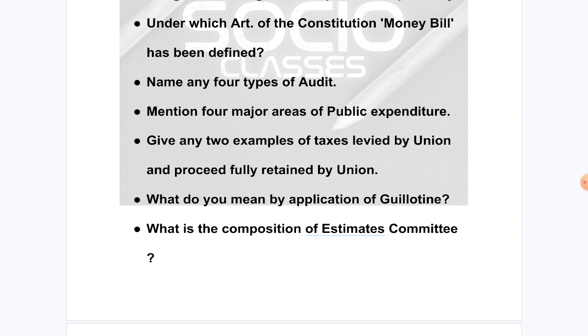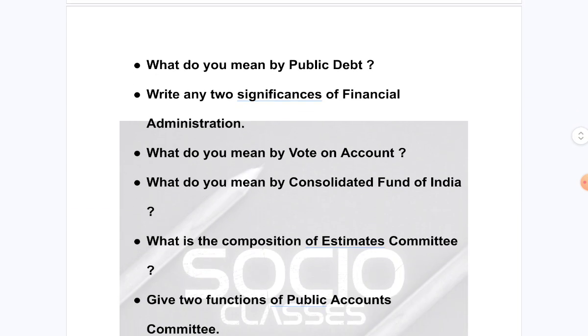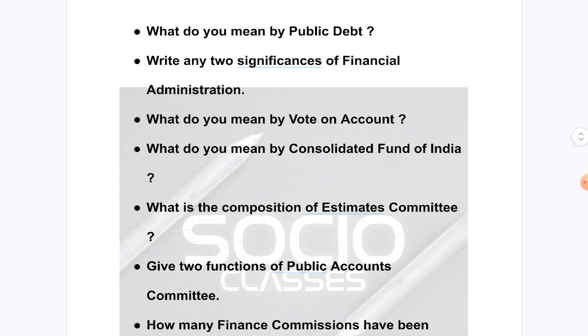Give any 2 examples of taxes levied by Union and proceeds fully retained by Union. What do you mean by application of guillotine? What is the composition of Estimates Committee? What do you mean by public debt? Write any 2 significances of financial administration. What do you mean by vote on account? What do you mean by the Consolidated Fund of India?